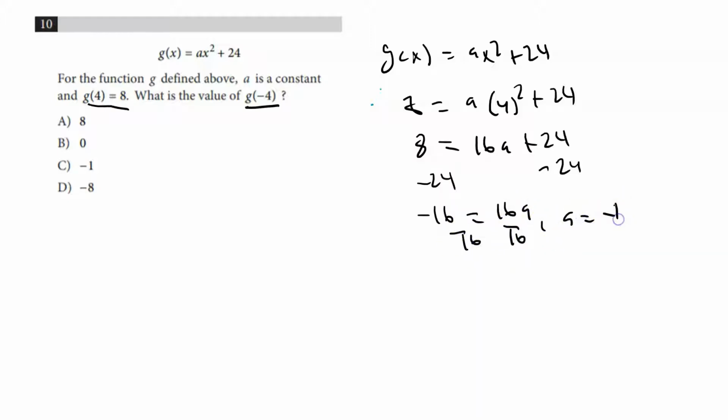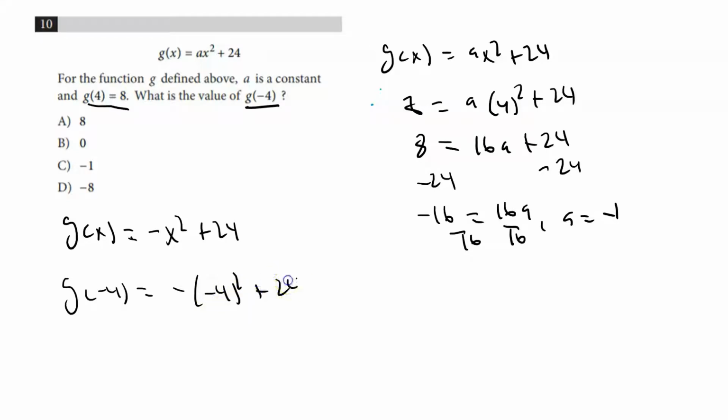A equals negative 1. And now we know that, I'll write this here, g of x equals negative 1 times x squared plus 24, which is just negative x squared plus 24. We don't have to write that negative 1. And well, now we can just plug in negative 4 for x, because we're trying to find g of negative 4. So g of negative 4 equals negative times quantity negative 4 squared plus 24.